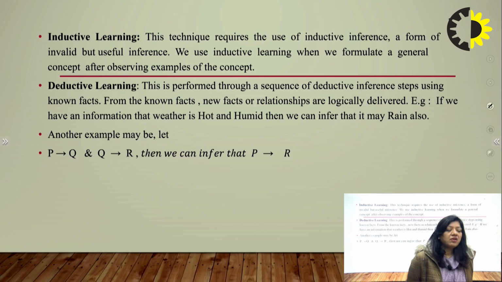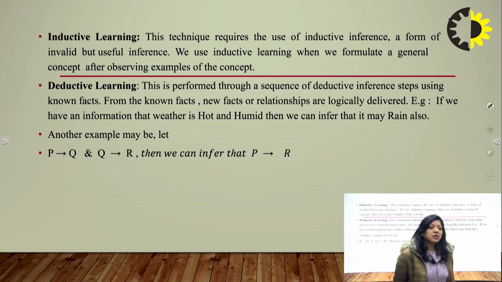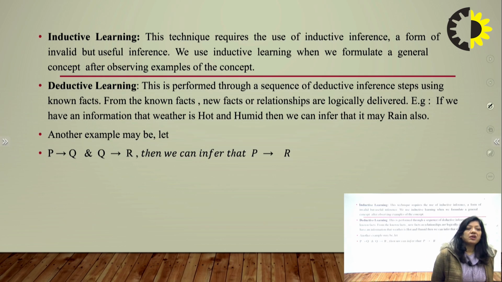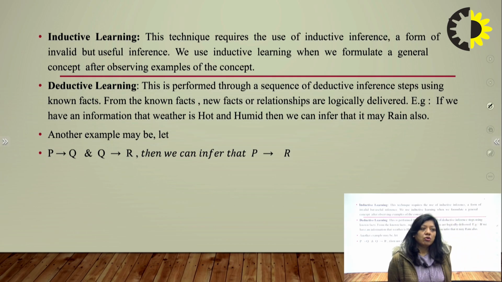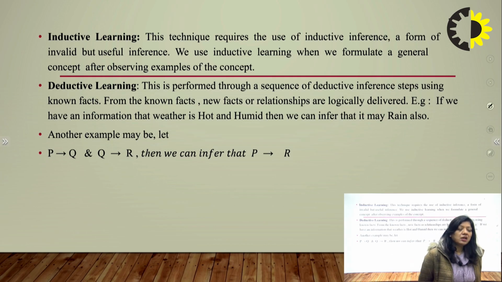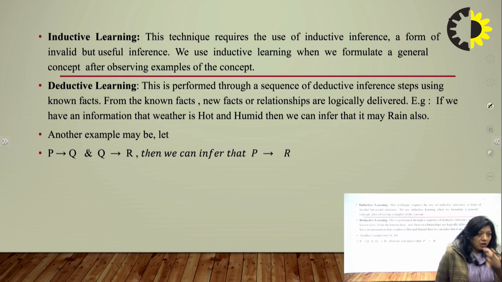For example, if we have information that the weather is hot and humid, then we can infer that it may rain also. Another example: suppose P implies Q and Q implies R, then we can infer that P implies R.